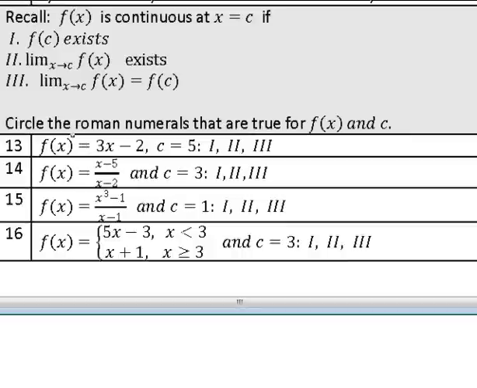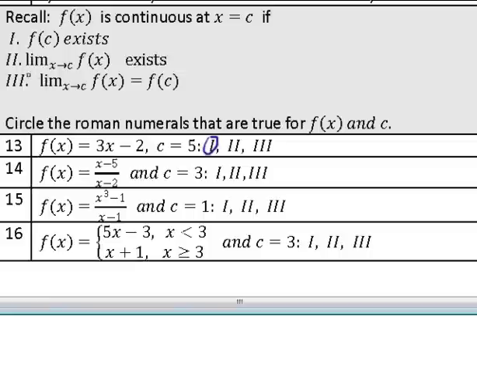Okay, the next few problems, 13 to 16, we want to circle the conditions that are true. All right, these continuity conditions. Circle the ones that are true for these functions. So let's look at the first one, f of x equals 3x minus 2. It's a simple polynomial, and we're talking about at the value c equal 5, is 1 true, 2 true, or 3? First of all, does f of 5 exist? Yes, for sure. It's a polynomial. The domain is all real numbers, so certainly f of 5 exists.